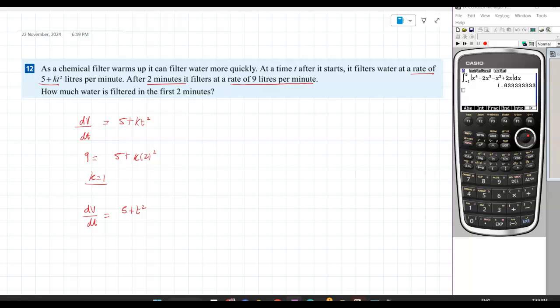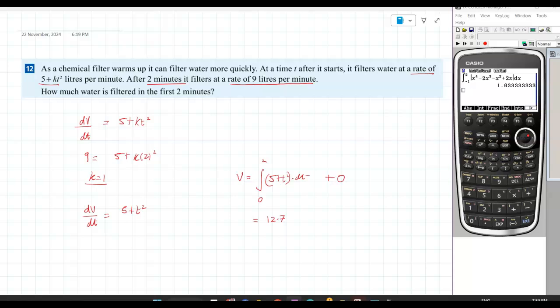Now how much water is filtered in the first 2 minutes? So the volume of water will be the integral of 5 plus t square dt, from 0 to 2, the first 2 minutes. Are you following? The rate is given, but there is no initial volume. So it's 0 plus that. 12.67, 12.7.